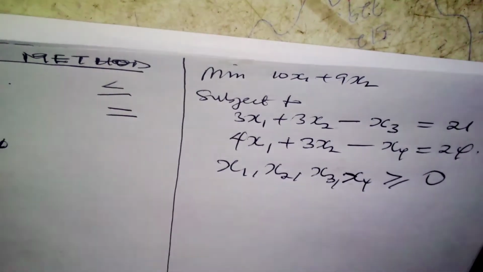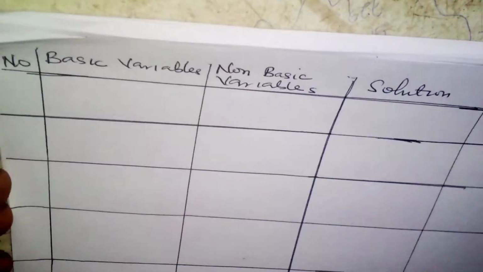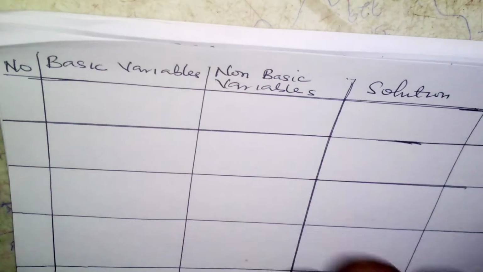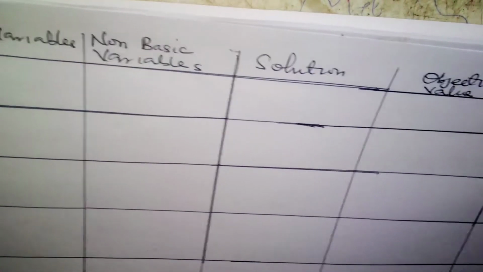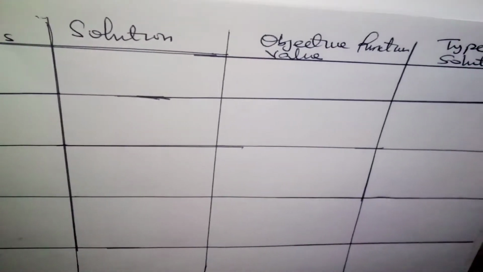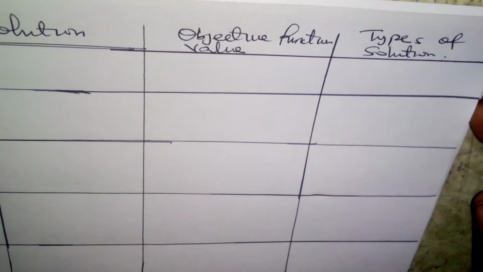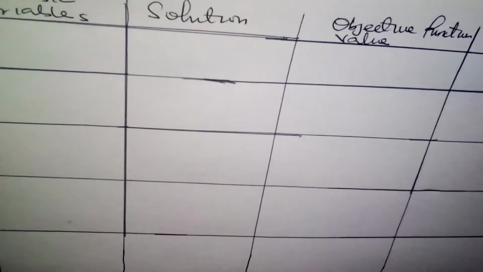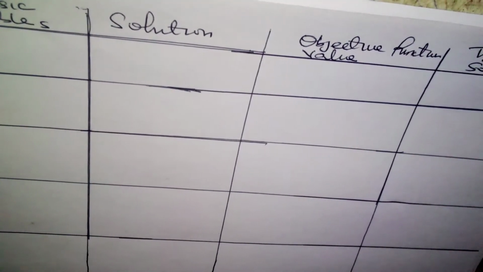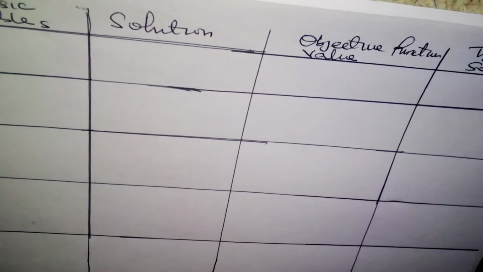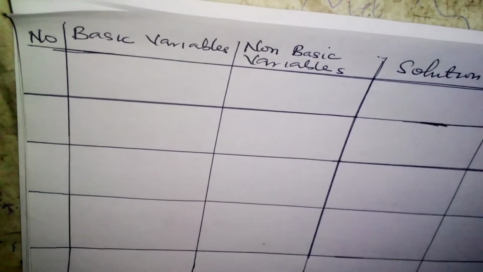Now, to solve this problem using the algebraic method, the first thing we have to understand is the headings you need: the number, the basic variable, non-basic variable, the solution, the objective function, and the types of solution. Take note of that. These are the things you need. But the question is, how do we obtain all these things that we have here? How do we know our basic variables, our non-basic variables? Now take note, our basic variables are the variables we intend to solve for, while the non-basic variables are the variables we intend to fix to be equal to 0.